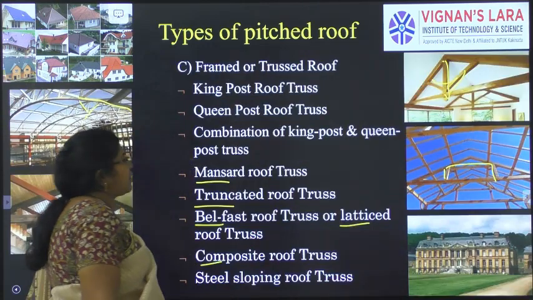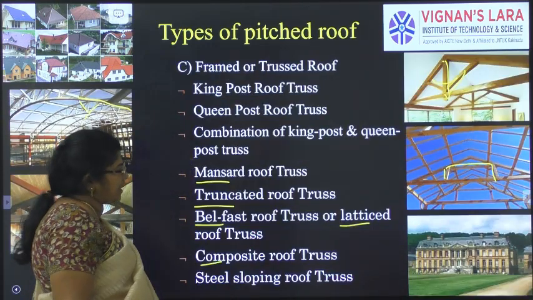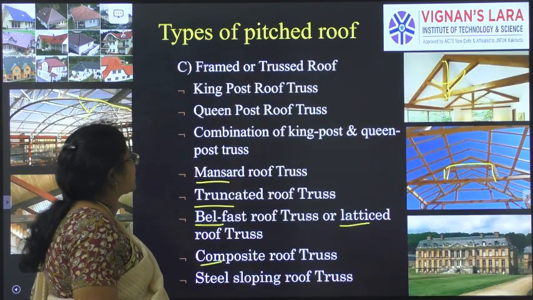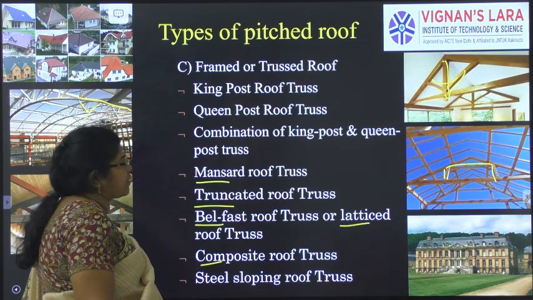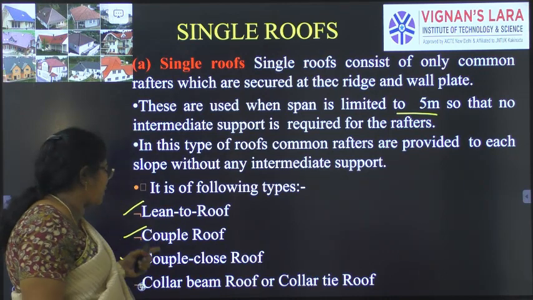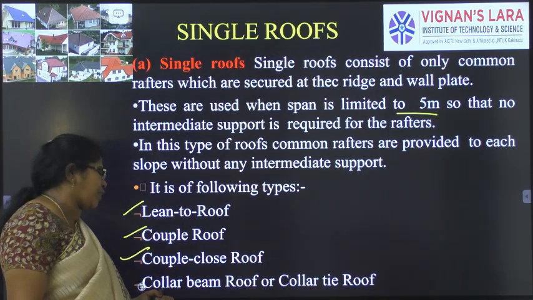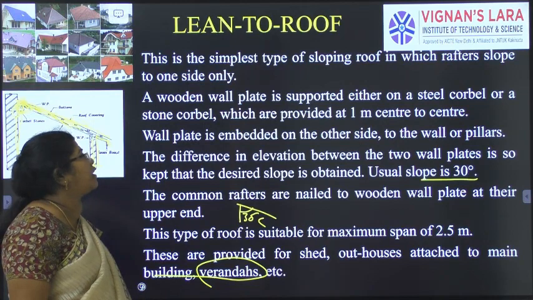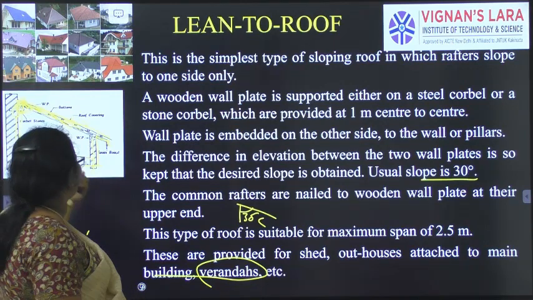Then we saw about the purlin. In the next class we will be seeing about the king post truss, queen post truss, and combinations of these. We will quickly go through this. Single roofs are the lean-to, couple roof, couple close roof, and collar beam roof or collar tie roof. And this is a lean-to roof that we have there.